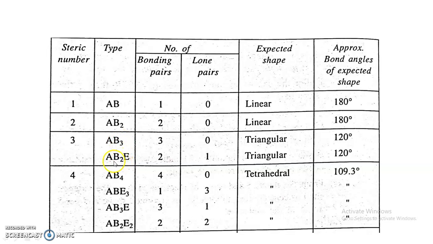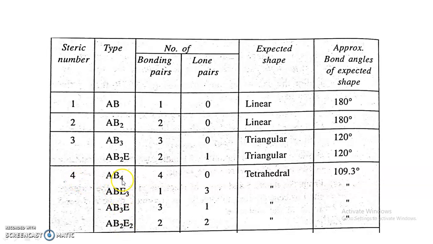Now here another possibility is, suppose A is attached to 2 B atoms, whereas there is one electron pair. E is a lone pair of electrons or non-bonding electron pair. So as A is attached to 2 B atoms, bonding pairs are 2, lone pair is 1. Expected geometry is triangular, but the actual shape is angular.